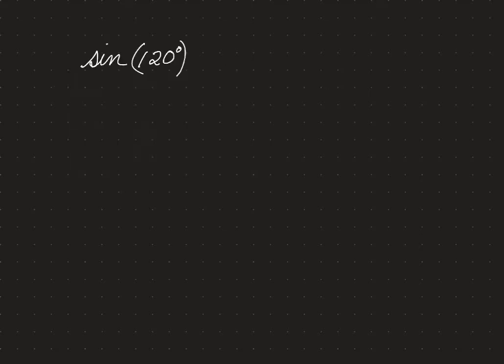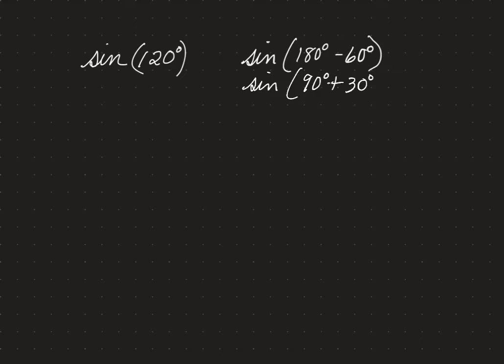Okay, let's find the sine of 120 degrees. Using the sum and difference formulas, we could rewrite this as 180 degrees minus 60 degrees, and we would use the difference formula for sine. Or we could do the sine of 90 degrees plus 30 degrees and use the sum formula for sine. But 120 is equal to other things as well.